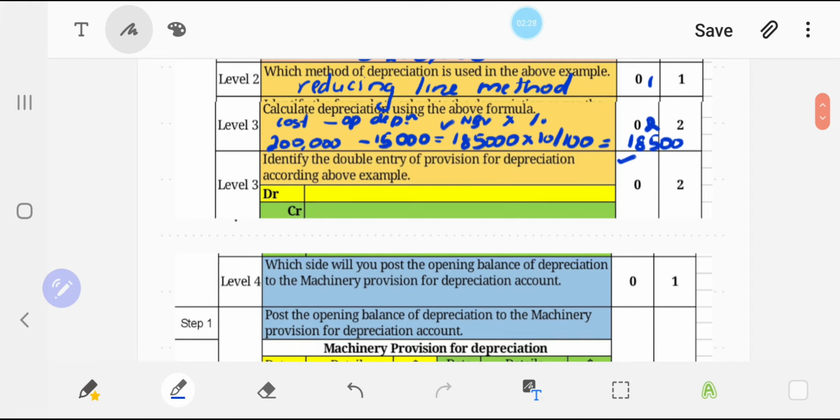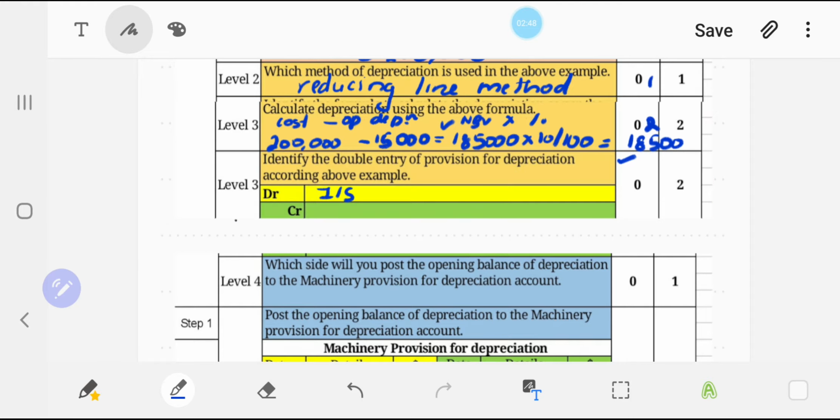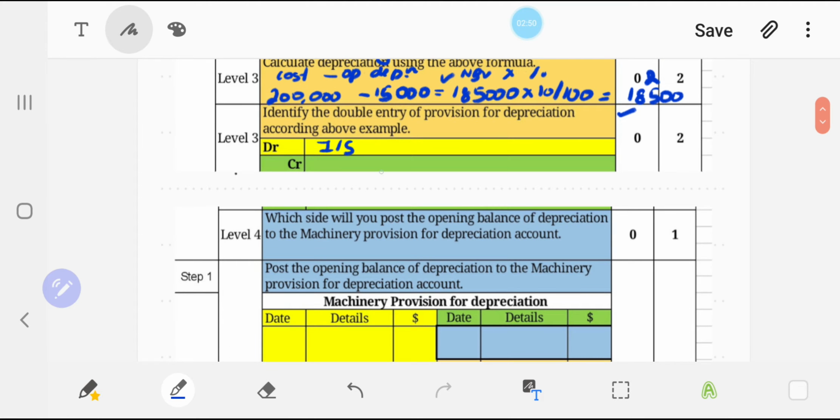Identify the double entry of provision for depreciation. So what's the double entry for provision for depreciation? We have learned in the last class. So take a few minutes to think. So the double entry is you debit income statement and you credit, according to the example, it's machinery provision for depreciation account.